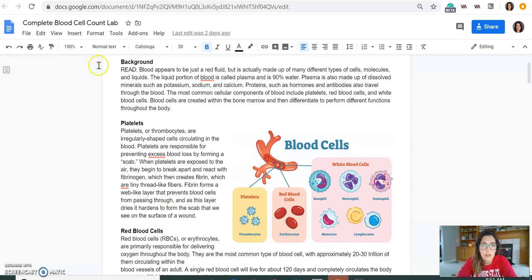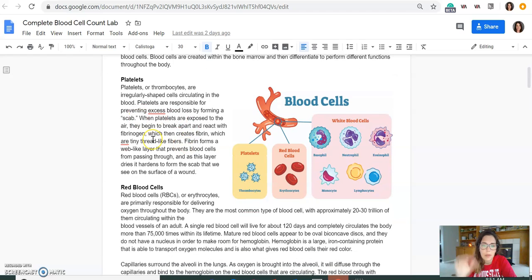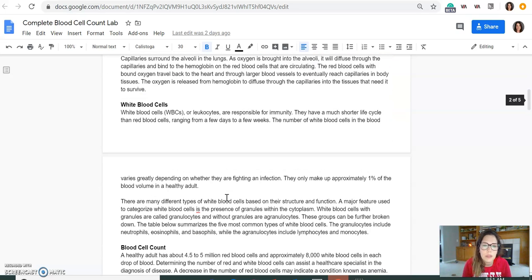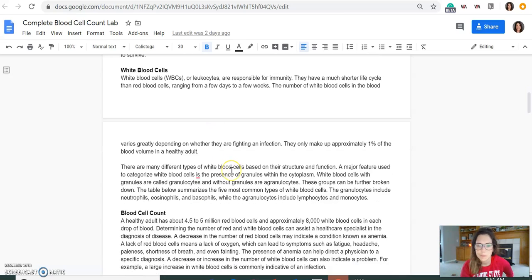So make sure you read this background information, read about the types of blood cells. So platelets, the scientific name for platelet is thrombocyte. Platelets are responsible for blood clotting. Red blood cells, the scientific name is erythrocytes, literally means red cells, and those are primarily responsible for delivering gases where they belong. And then white blood cells, also known as leukocytes, which are responsible for immunity like your T cells and your B cells.